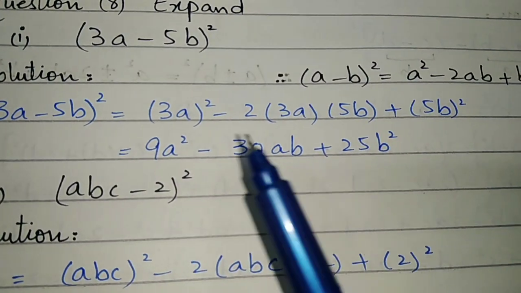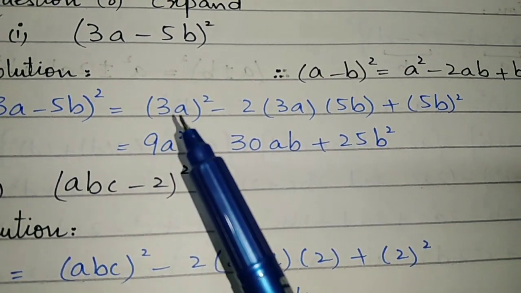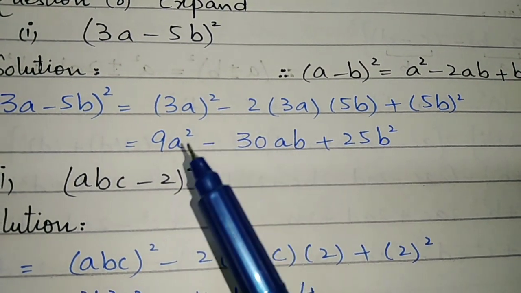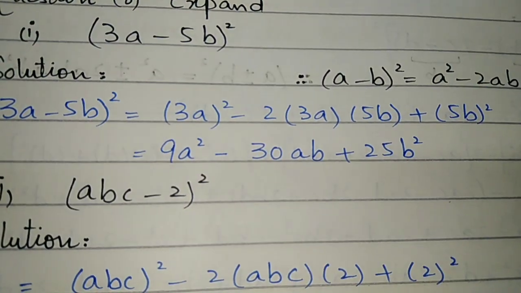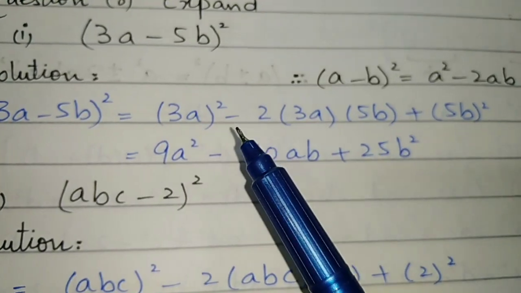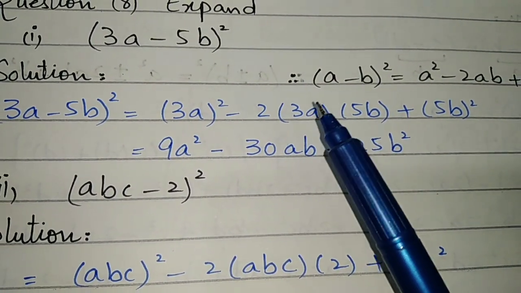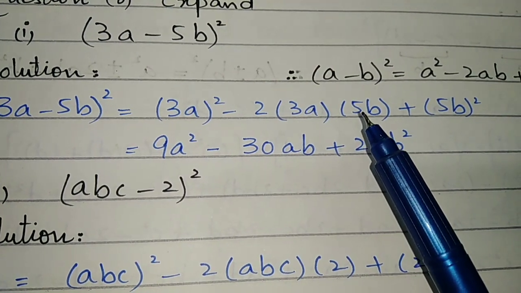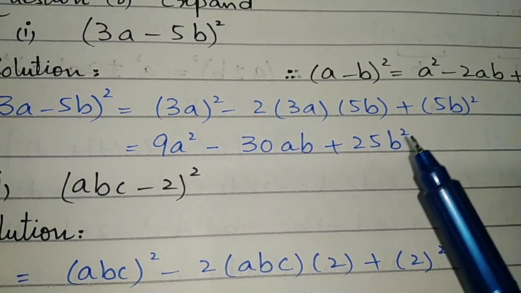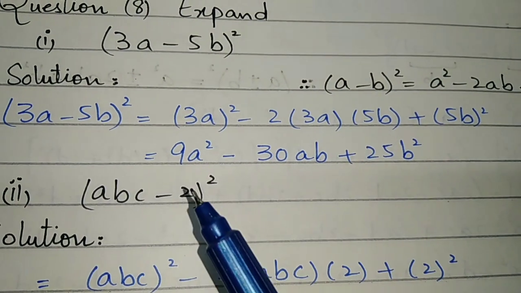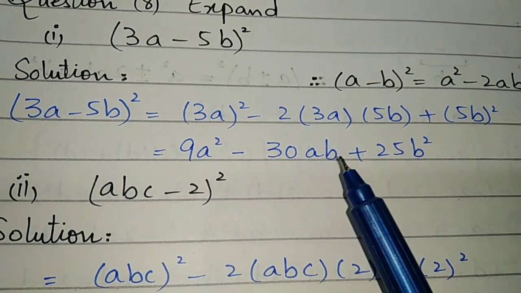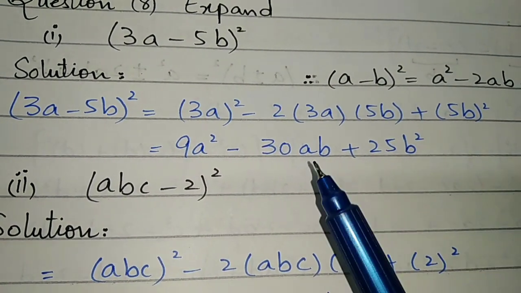Now we have to open these squares. (3a) square means 3 square is 9, a square means 9a square. Minus 2 times 3 is 6, so 6a into 5b is 30ab, plus 5 square, that is 25b square. So 9a square minus 30ab plus 25b square is our required answer.